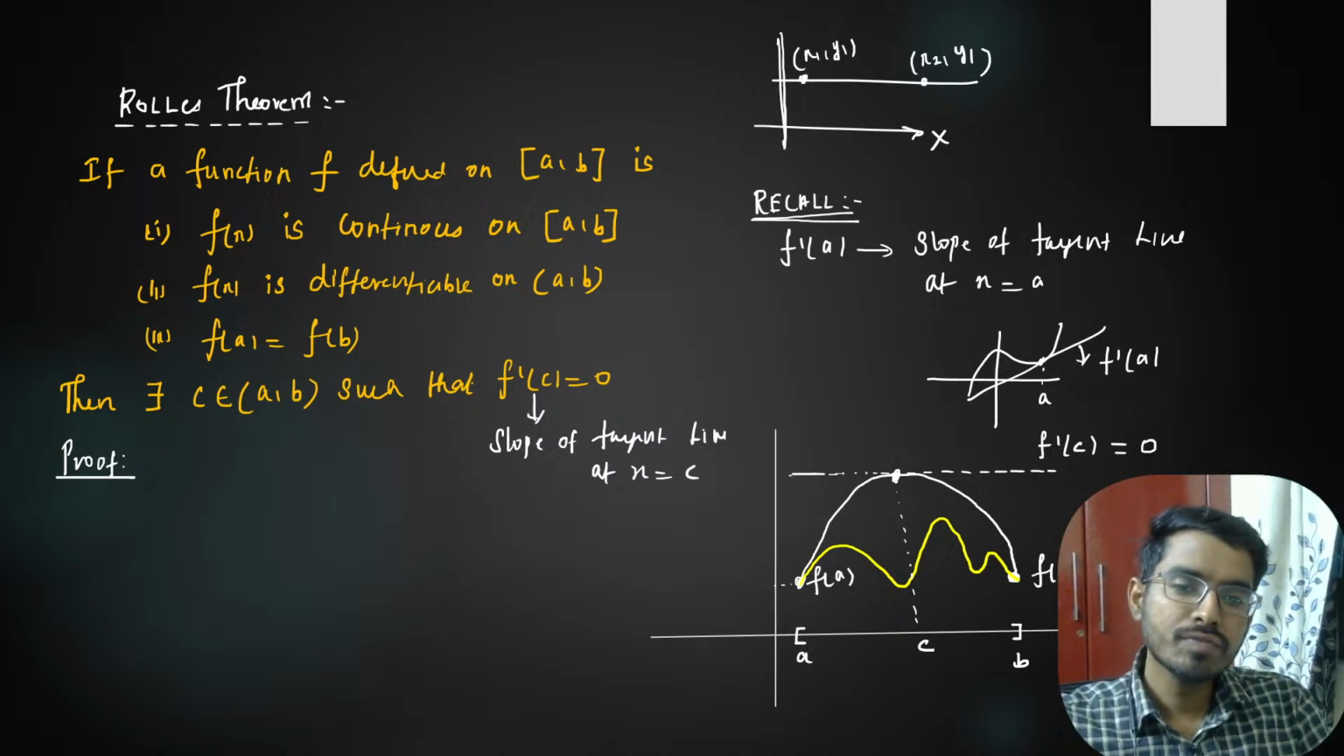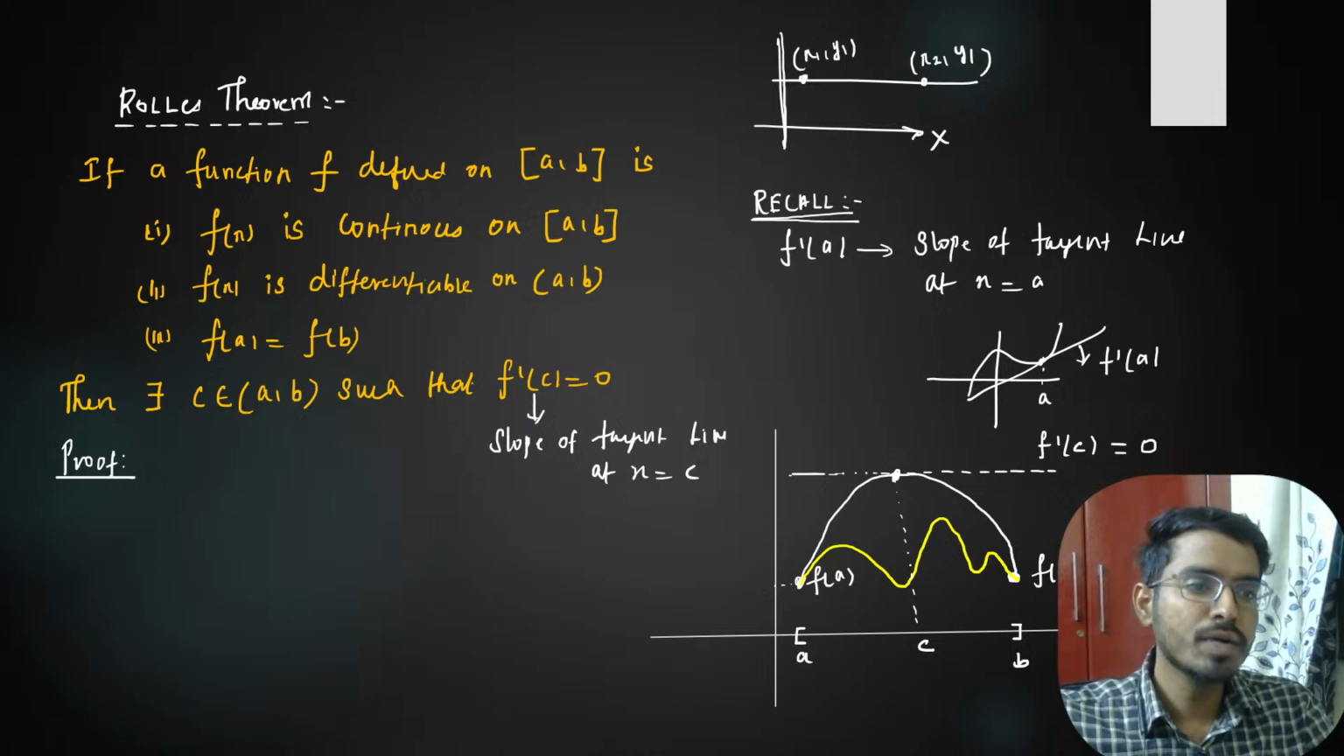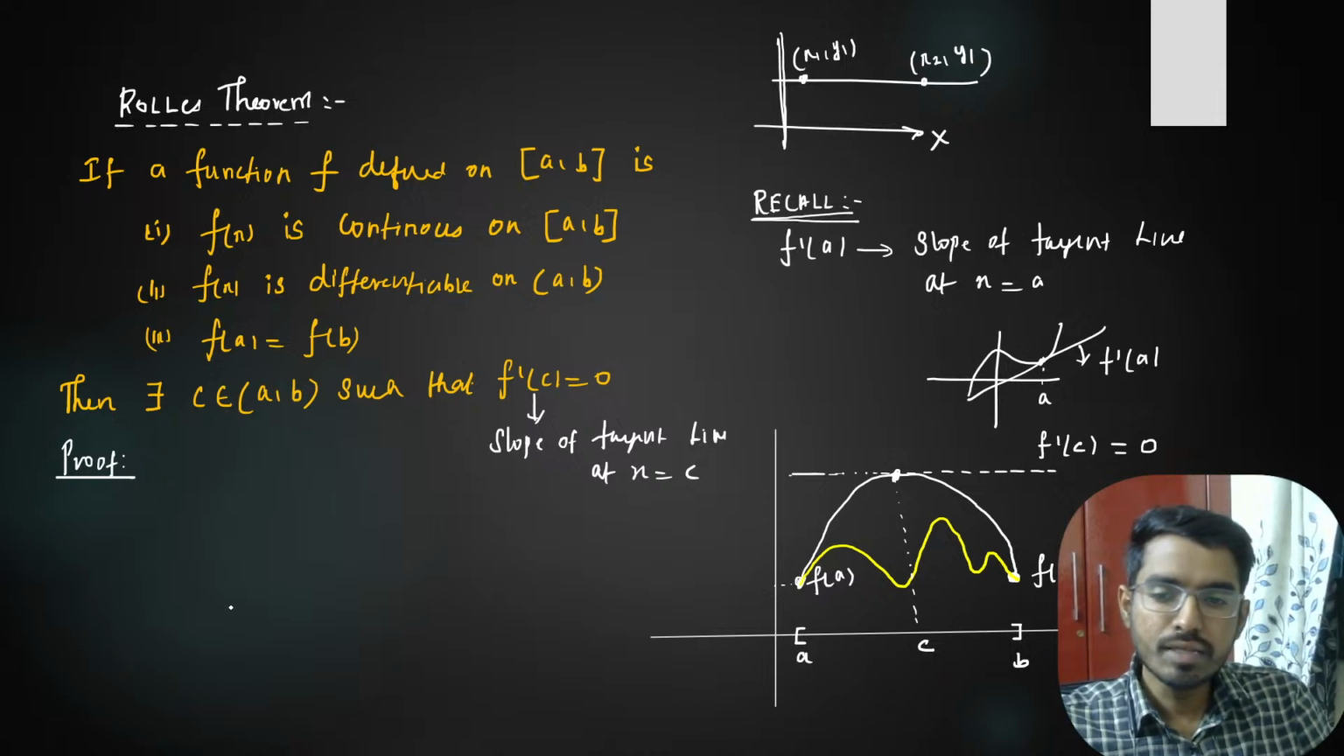That means I can always find a point C in between a comma b, whose tangent line is parallel to the x-axis. That's what the theorem says, right? And you can see in this curve, I can find many C's.